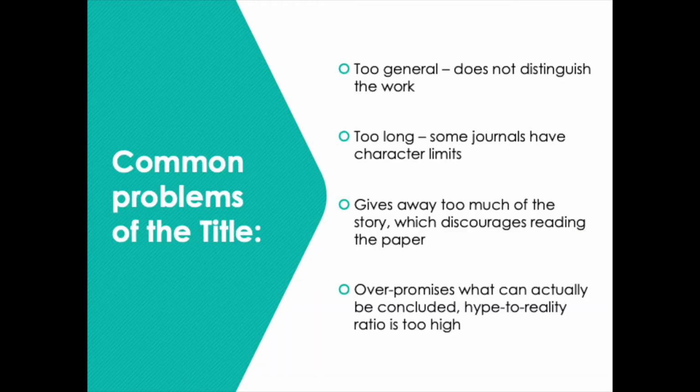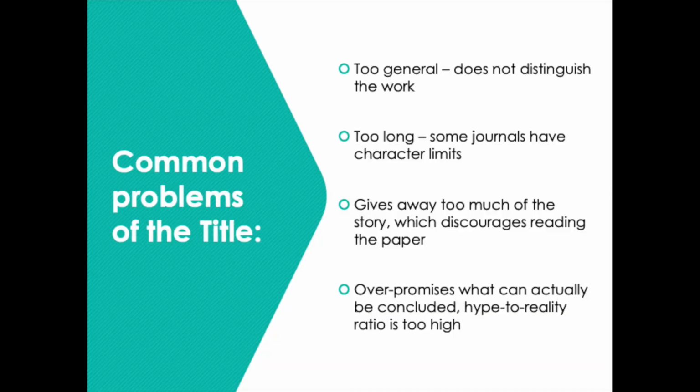What are some common problems of the title? Let's look at this list. One common problem is the title is too general. In other words, it's not going to distinguish what's different about your study from a similar study that was published a year or two prior. And if a title is too general, readers are not going to have an idea of what the paper is about, and they're less likely to continue reading the paper.